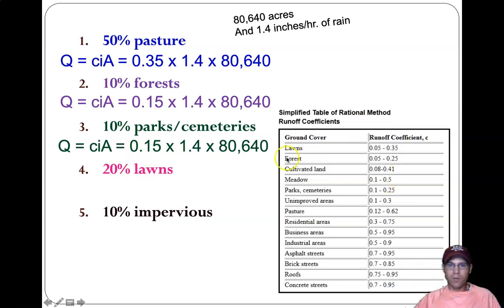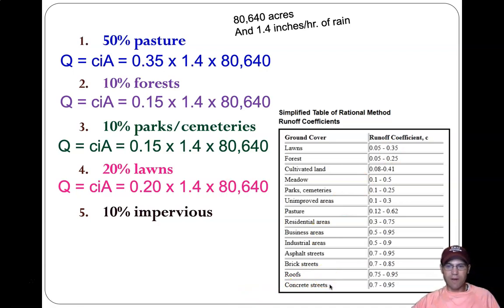Lawns, they represent 20% of the area. A good halfway value for lawns, go with 0.20. It's about 15% away from 0.05, 15% away from 0.35. And impervious. Impervious includes things like roofs, concrete, streets. So we need something up near the 0.75 to 0.95 range. So let's just go with 0.85.